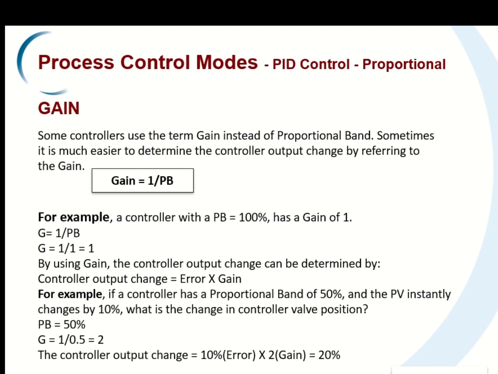Then it talks about the gain. Some controllers use the term gain instead of proportional band. Sometimes it is much easier to determine the controller output change by referring to the gain. Gain is 1 upon PB.